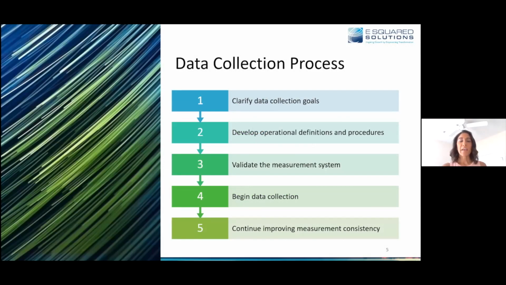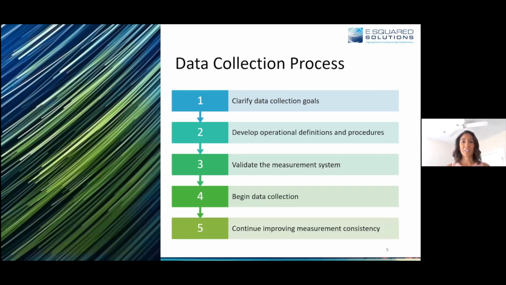So here is a process that you can think about and keep in mind. And my guess is many of you may be following this process already. So there's 5 steps around a process to collect data. So the first thing we want to think about in the first activity is really clarifying our data collection goals.